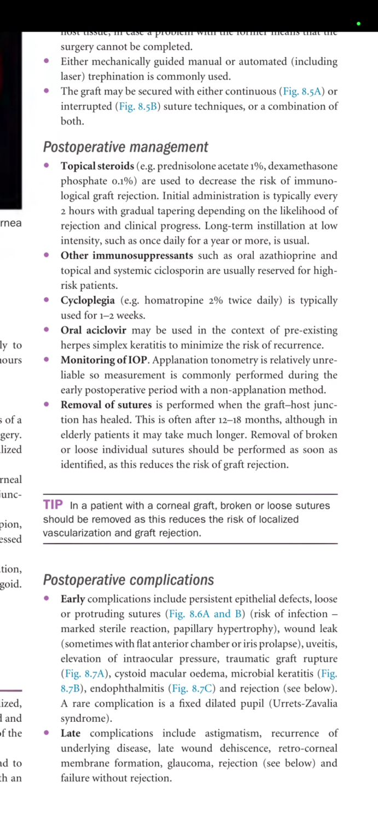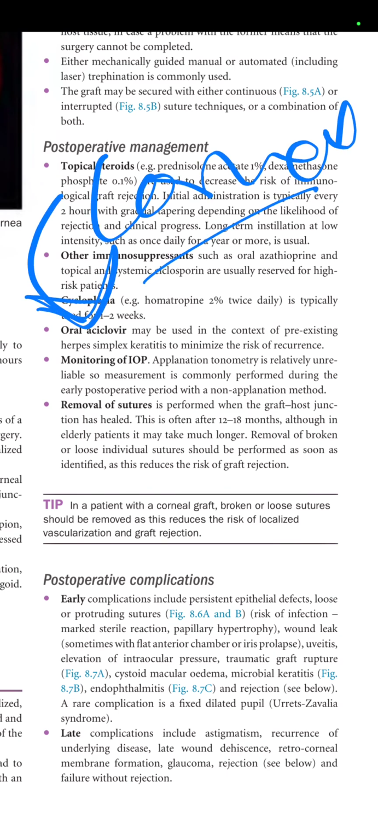Other immunosuppressants such as oral azathioprine and topical and systemic cyclosporine are usually reserved for high-risk patients, so we give systemic immunosuppressants in high-risk patients. Cycloplegia, homatropine 2% twice daily, is typically used for 1 to 2 weeks. Oral acyclovir may be used in the context of pre-existing herpes simplex keratitis to minimize the risk of recurrence. So if the cornea is scarred due to the herpes simplex virus, then you can give prophylactic oral acyclovir.